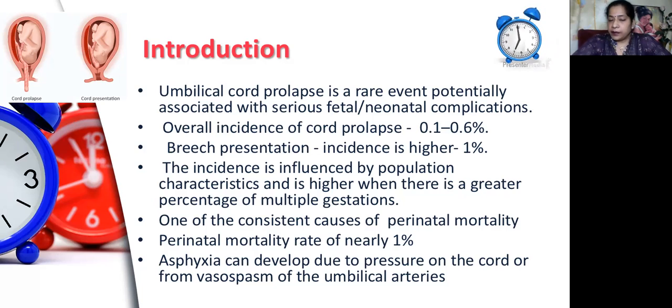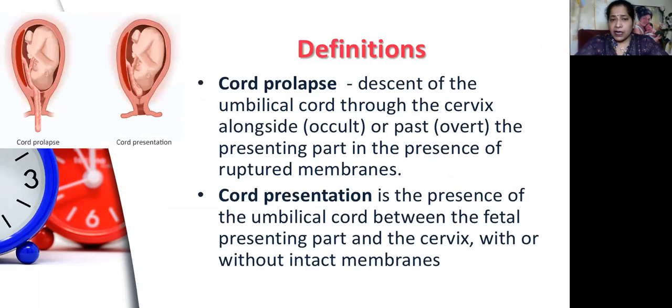The reason why it may occur is that asphyxia can develop due to pressure on the cord or at times from vasospasm of the umbilical arteries. The definitions. It is basically defined in relation to the presenting part. That is the position of the cord in relation to the presenting part. Two types: it could be cord prolapse, which could be occult or overt, or it could be cord presentation.